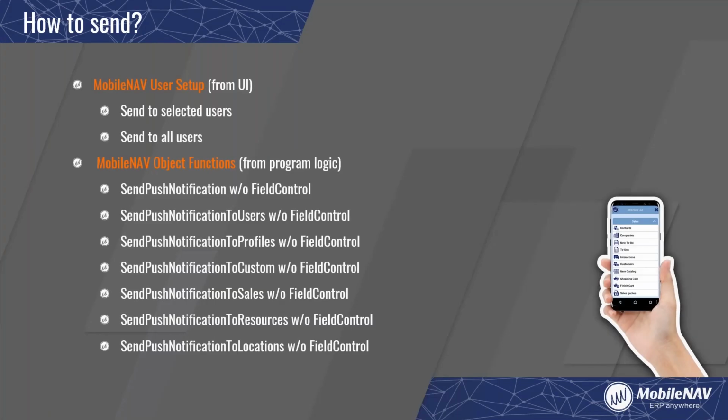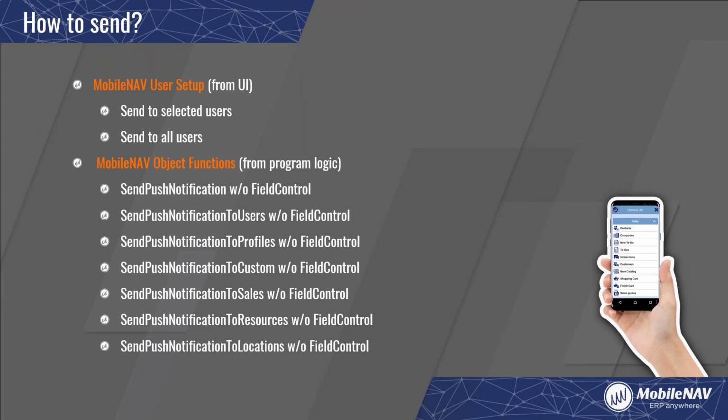And the last slide about notifications, how to send them. So what will be the interface for you? It's very easy. From the MobileNAV user setup, you can send messages to the users directly. So if you select a user or multiple users, then you will have two functions to send a notification to users. And we have also created a couple of methods in the object functions code unit, which are public functions.